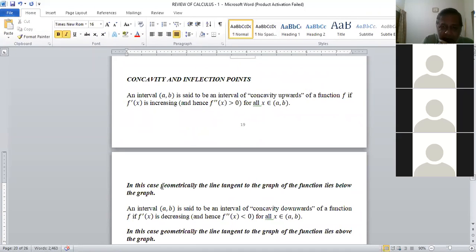And then comes the concept of concavity. If there is an interval AB, we say that the function is concave upwards or it has concavity upwards if the derivative increases on this interval. अगर derivative increase हो रहा है तो second derivative positive होगा. So actual definition of concavity upward is के वो interval जिसमें derivative increase कर रहा हो.